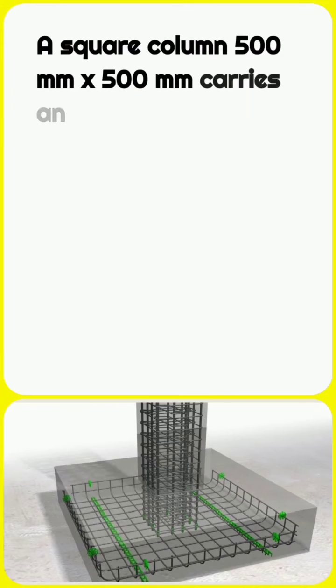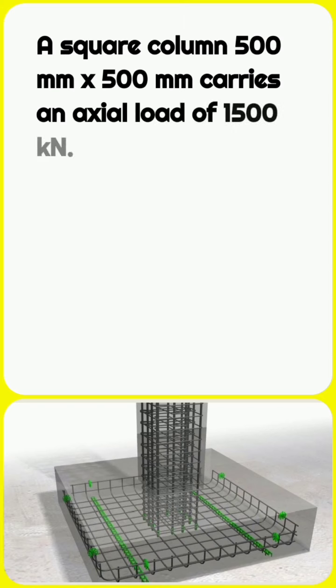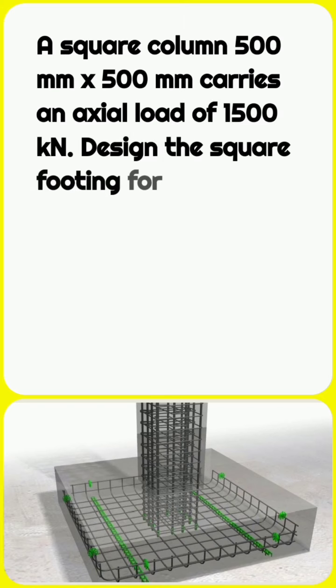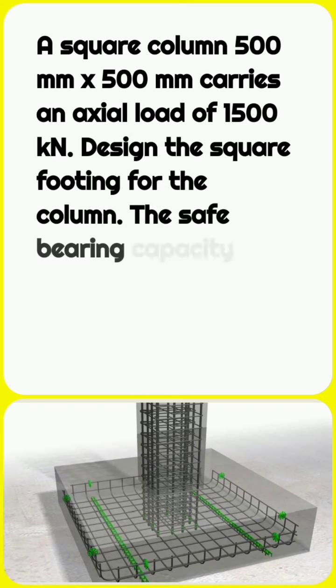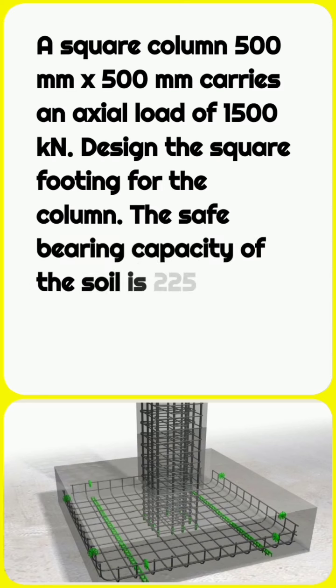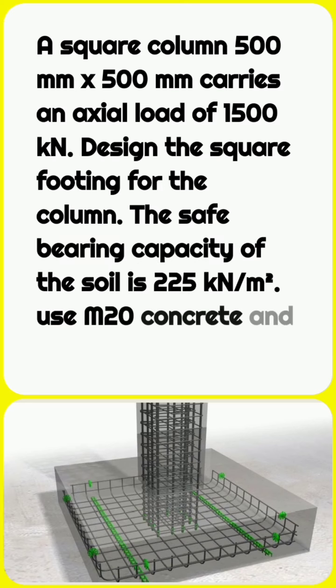A square column 500 mm by 500 mm in section carries an axial load of 1500 kilonewtons. Design the square footing for the column. The safe bearing capacity of the soil is 225 kilonewtons per square meter. Use M20 concrete and Fe 415 steel.